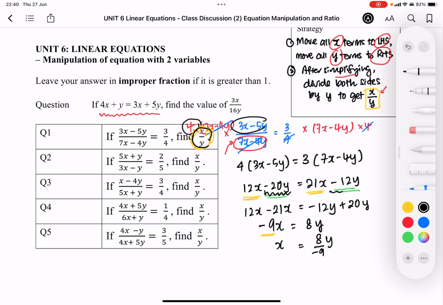Now, this is only x on the left-hand side. Remember, we need x over y. So we divide both sides by y and here we will get x over y. And on the right-hand side, we will get 8 over negative 9, because this particular y, once we divide by y, will be gone. Answer: 8 over negative 9.